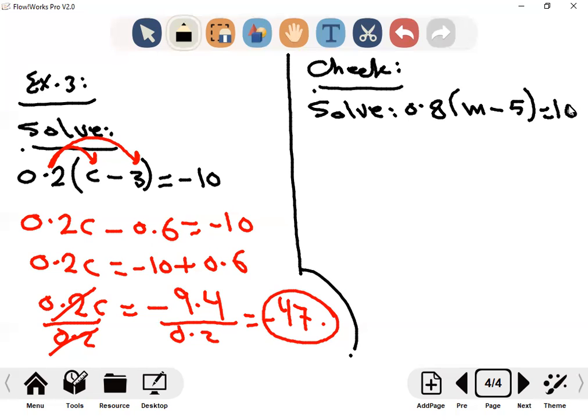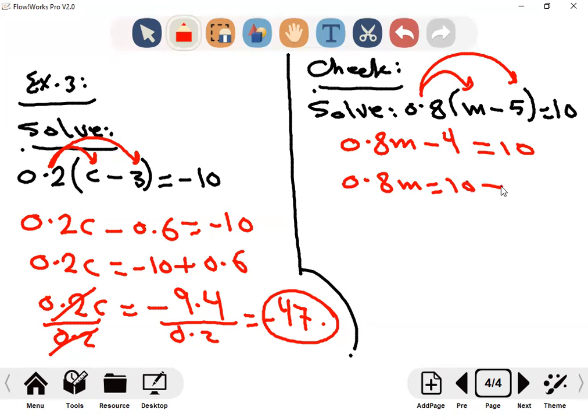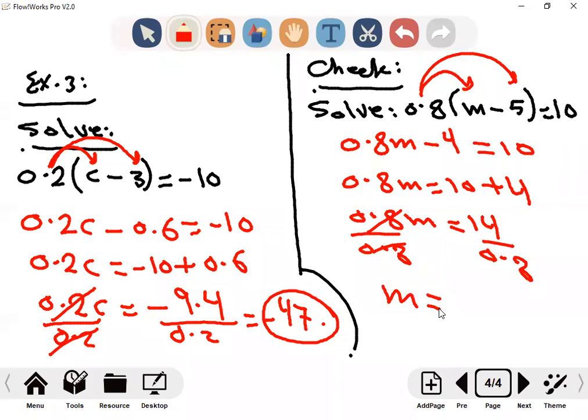Distribute, right? Distribute. 0.8m minus 5 by 0.8, 4, 4.0, right? It will be 4, equal all to 10. 0.8m equal 10 plus 4. 0.8m equal 14. Divide 0.8, divide 0.8, right? M will be, divide these two numbers, the answer will be 17.5.